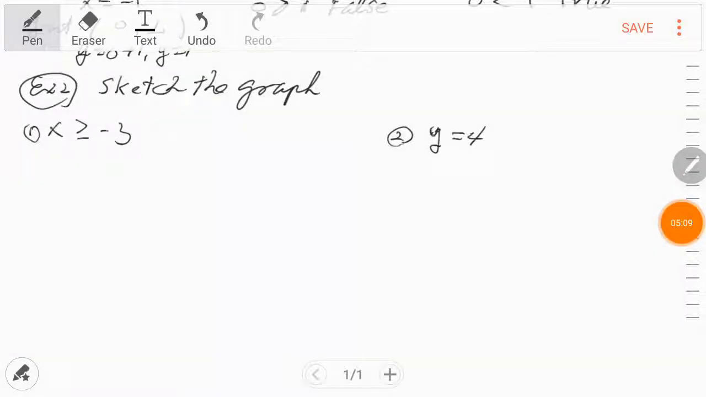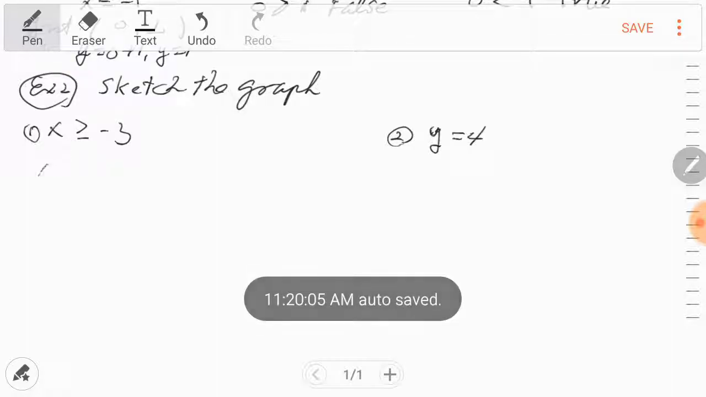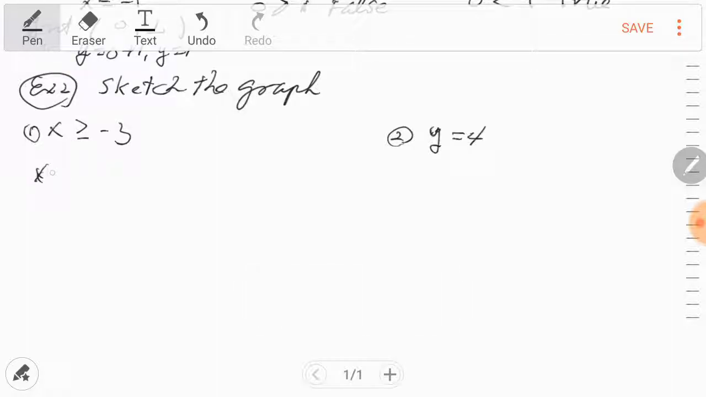In example 2, let's sketch the graph of the first one. X is greater than or equal to -3. Before we sketch this, we have to graph the linear equation x equals -3. Let's graph this one first.